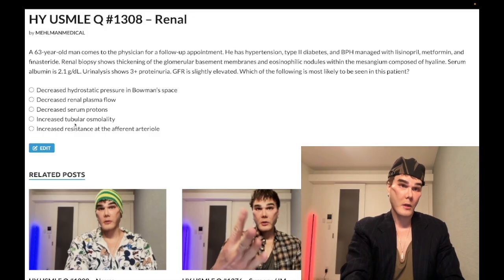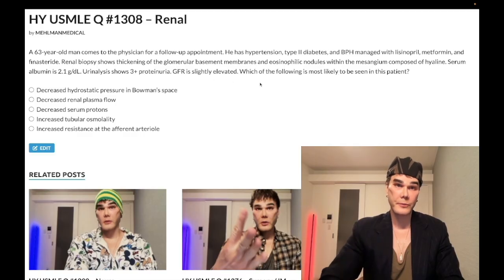Choice D, increased tubular osmolality. Correct answer. He's got hyperfiltration. Now, very important you know that the first change in the kidney with diabetes is hyperfiltration. The first histological change is thickening of the glomerular basement membrane.